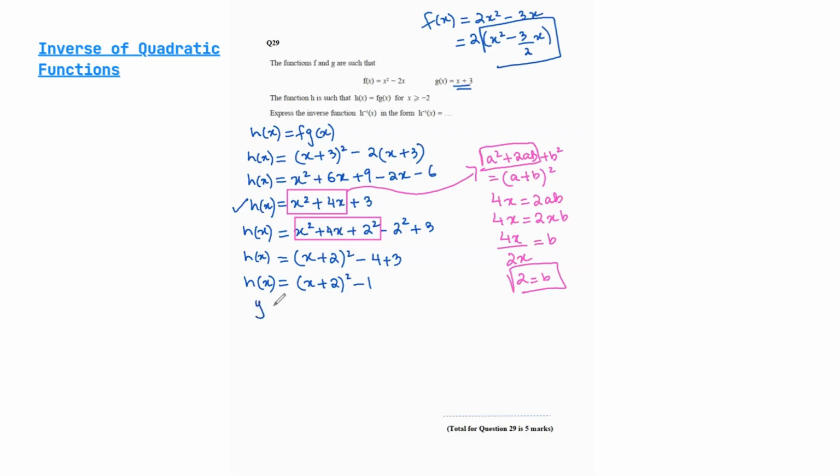So now we replace h of x with y. And right now, y is the subject of the equation, so we make x the subject. First, we add 1 over here. Then we're going to take the root on both sides. So that leaves us with plus minus root of y plus 1 equals to x plus 2. The reason why I attach plus minus with the root is because whenever we're taking the square root, we get a positive and a negative value. We move the positive 2 to the other side, it's going to be negative 2 plus minus root of y plus 1 equals to x.